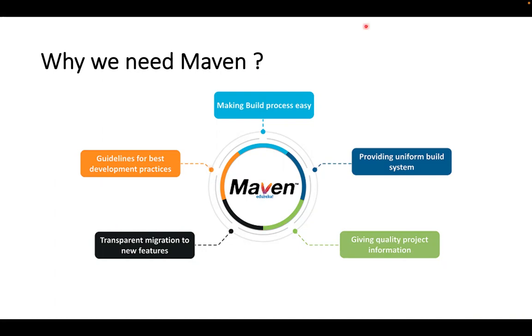That is point number one. And point number two, it provides guidelines for best development practice. It gives me a folder structure as well, and easy migration to new features. Whenever an upgrade is required, we can do it immediately. Then there is quality of project information, which is nothing but the log showing build success, build failure, as well as other information related to the project while building it. So these are some of the reasons why we need to use a Maven project.